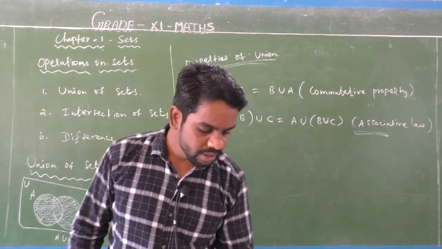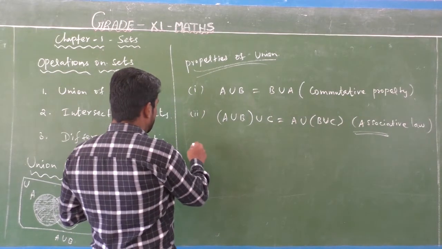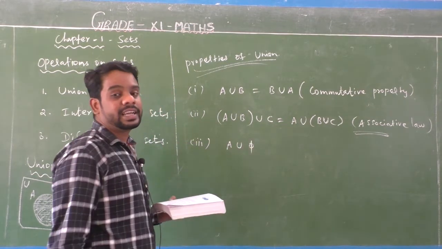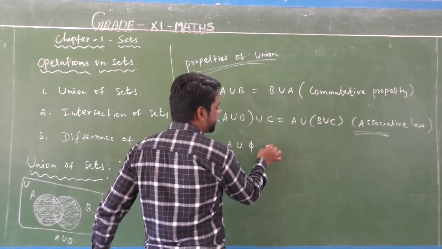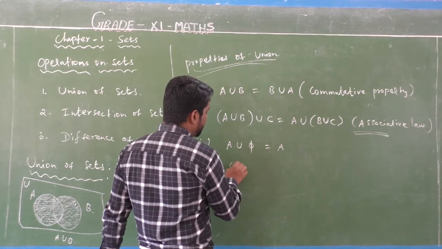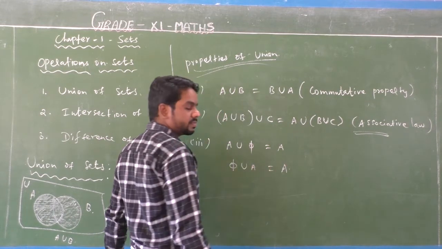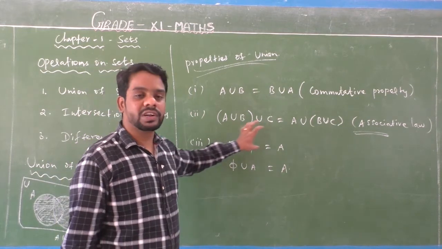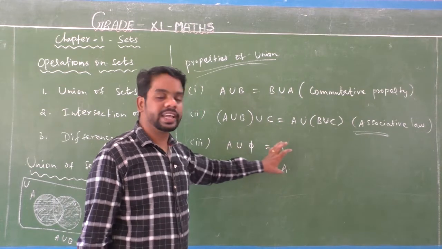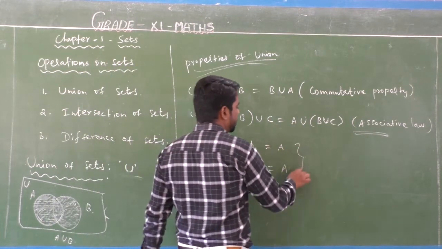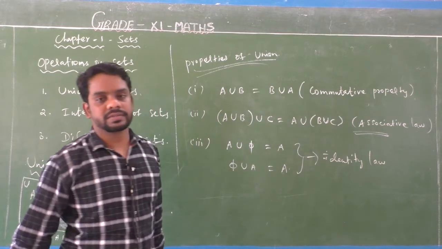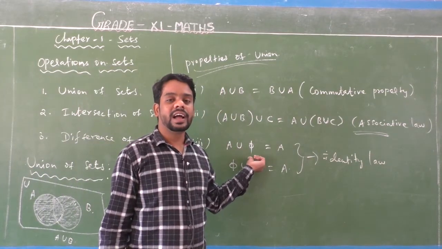And the third property, law of identity. Here the identity element is phi, the null set. You know that phi means null set. So A union any empty set is equal to A, or empty set union A is equal to A. Any set union empty set is equal to that set. Let us consider the set as A. So A union phi is equal to A and phi union A is equal to A. This is the identity law of union. Here phi is an identity element.